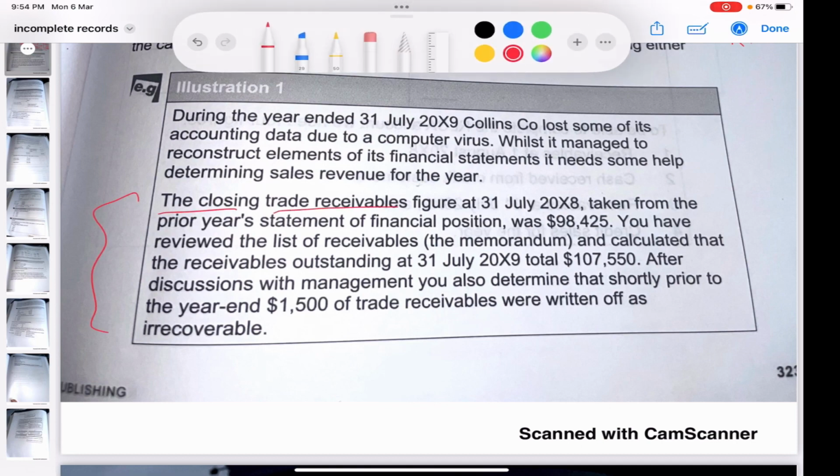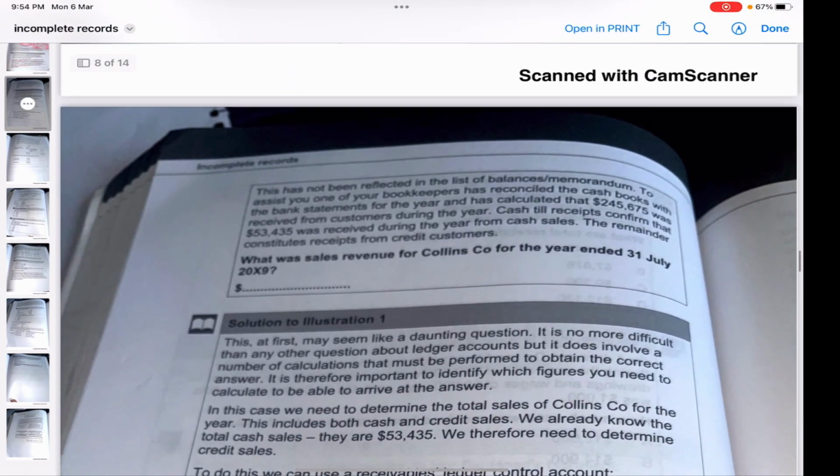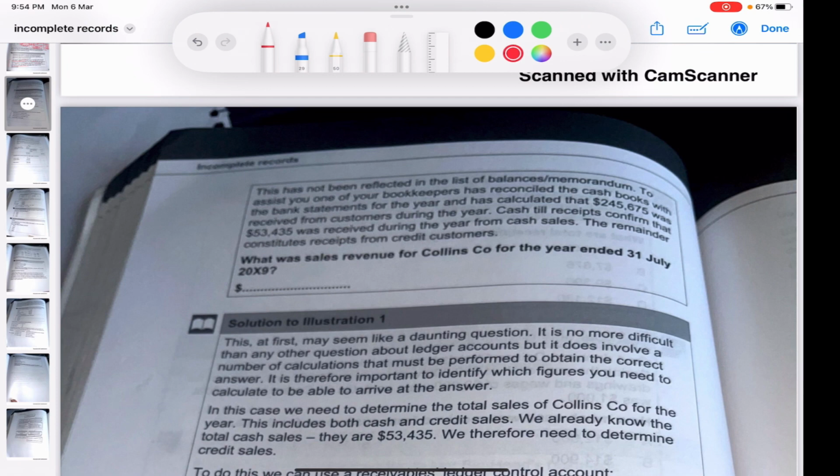The closing trade receivables. The closing receivables were taken from prior year's statement, which was this much. You have reviewed the list of receivables from the memorandum and calculated that the receivables outstanding was this much. After discussions with the management, you also determined shortly prior to the year end that 1500 of trade receivables were written off as irrecoverable. This has not been reflected in the list of balances or memorandums.